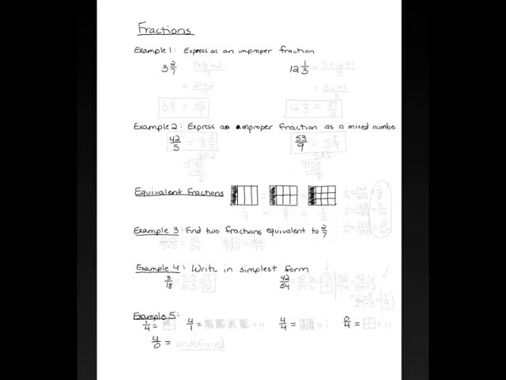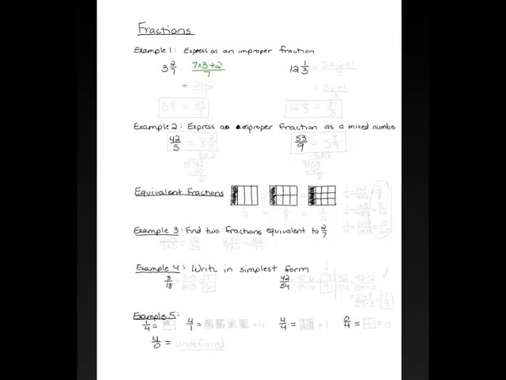Now example 1 asks us to express a mixed number as an improper fraction, and the procedure for this is given in the box. You want to start with the denominator. So we have 7 times the whole number part of the mixed number, which is 3, and you add the numerator, which is 2. Then you take that, divide it all by 7. Now it becomes an order of operations problem.